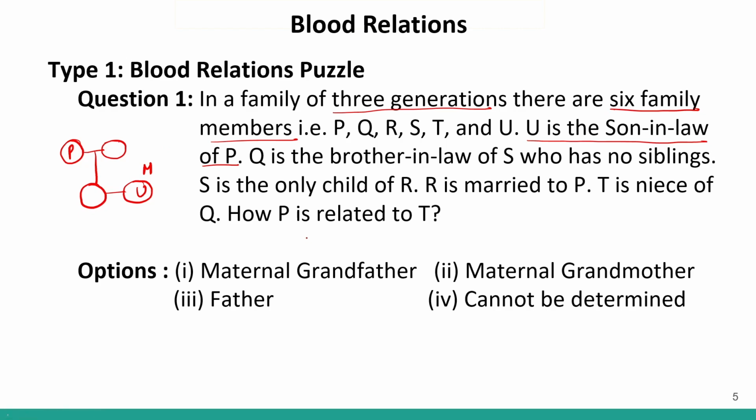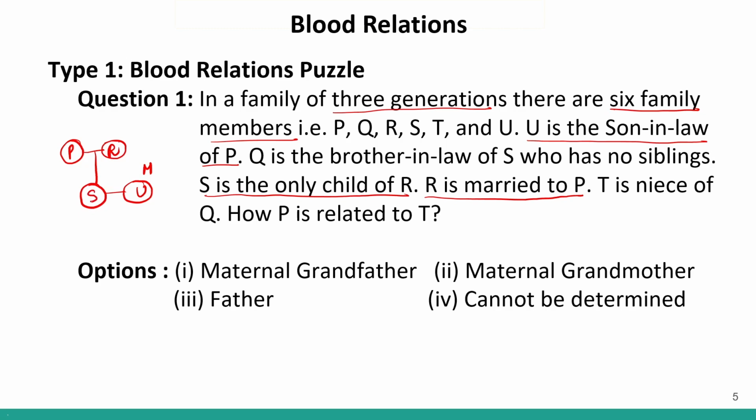Okay. Now, Q is the brother-in-law of S who has no siblings. Let us hold this information. S is the only child of R. R is married to P. So we can use this information. R is married to P. We can fill R over here, correct? Then S is the only child of R.